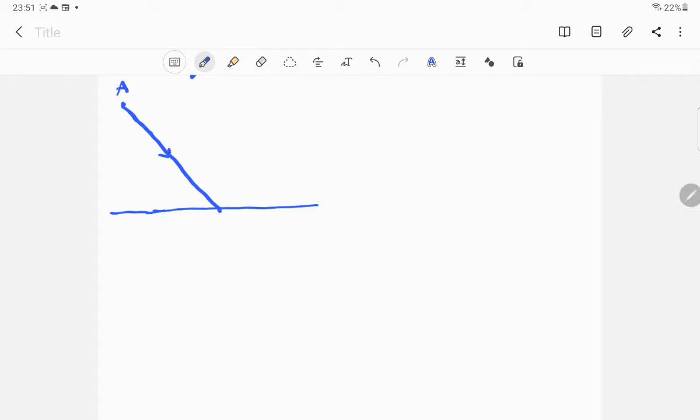Now this is a ray of light and it is incident on a particular surface, and that surface is PQ. The speciality of the surface is that it separates two media. The medium on this side has a refractive index of N1, and the medium on this side has a refractive index of N2. So these are the two refractive indices.